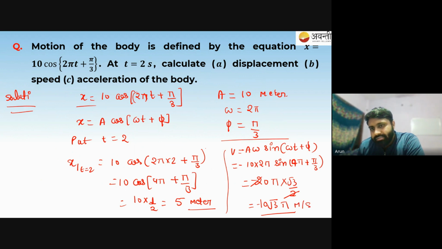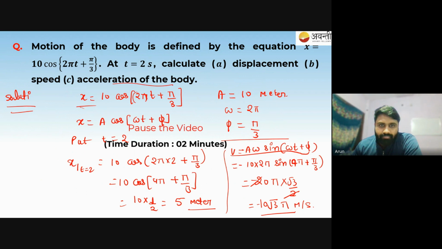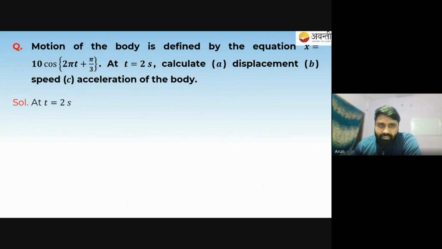meter per second. Again, for acceleration, it is your duty to find out the acceleration. You need to again differentiate this equation, put the values and get the answer. Okay. So this you will do on your own. The same thing we have discussed here.